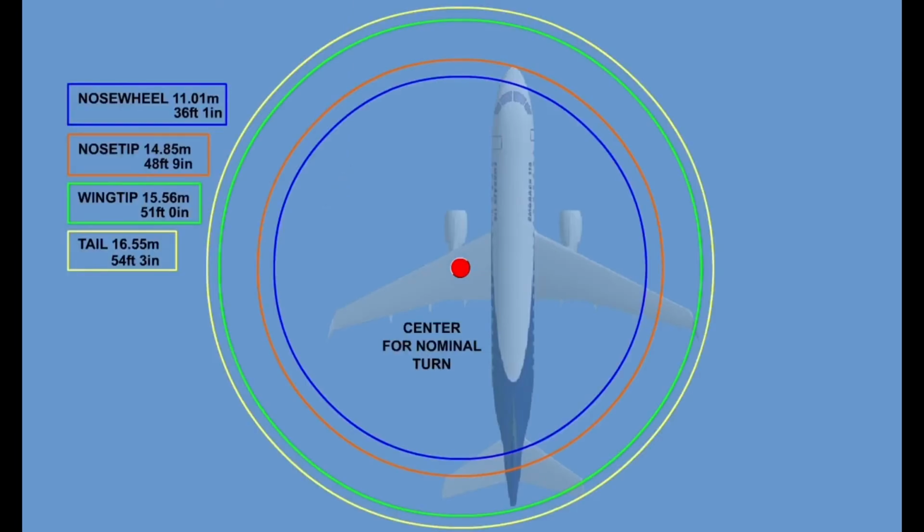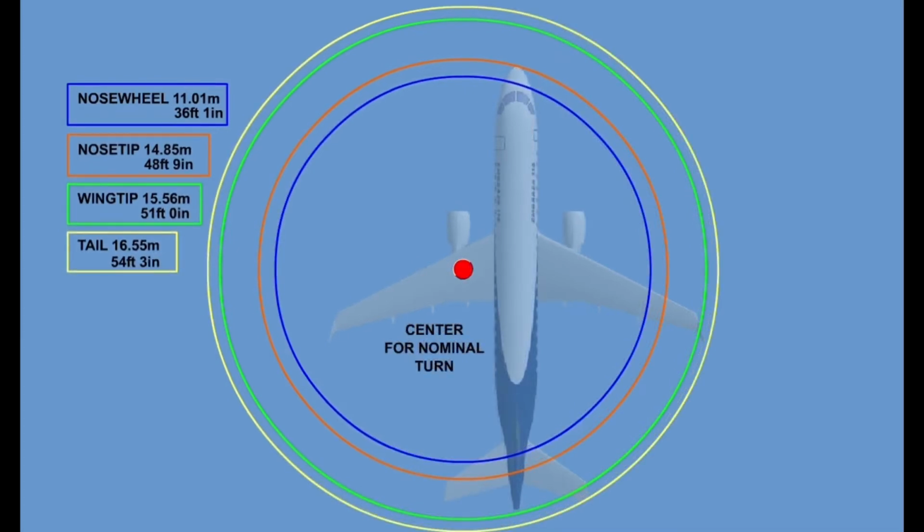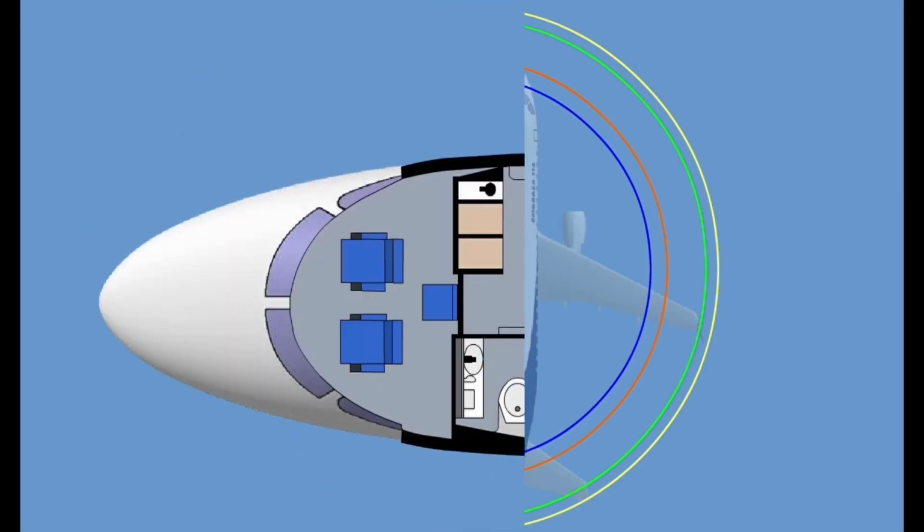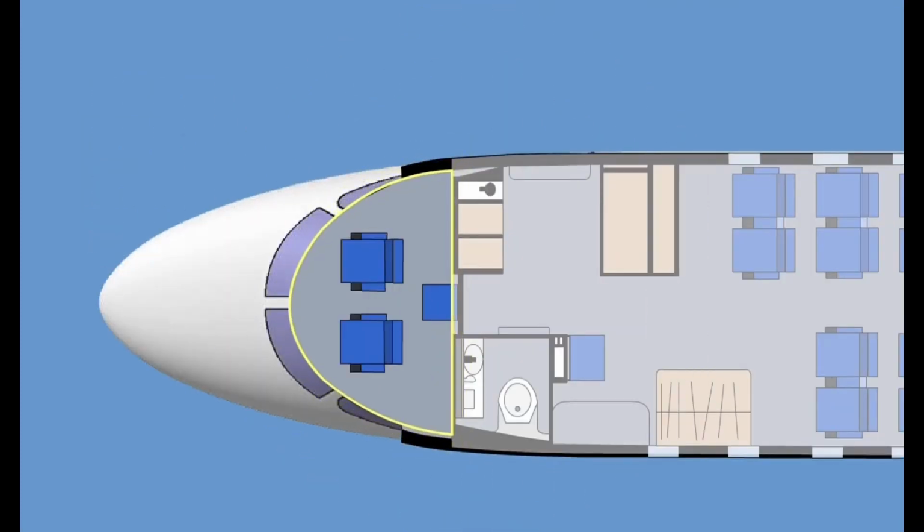Note that the largest clearance is required by the tail, which is not visible. In a maximum turn, either the left or the right main landing gear remains stationary, marking the center of the turn. The general cockpit interior provides an ergonomic working space for 2 pilots, 1 observer, and also storage of working and emergency equipment.